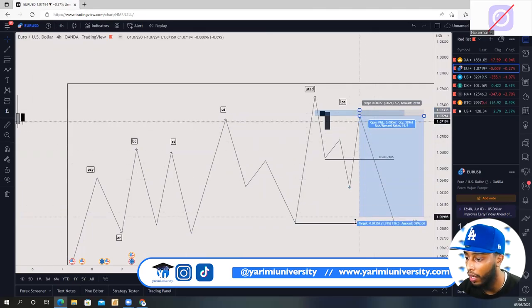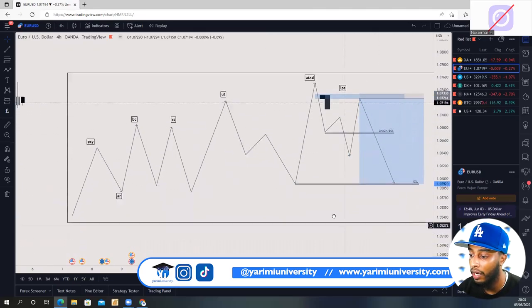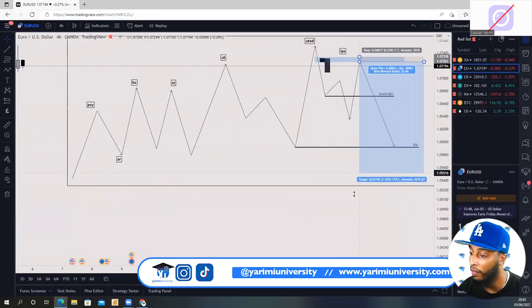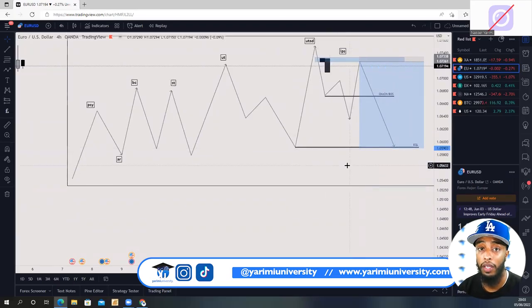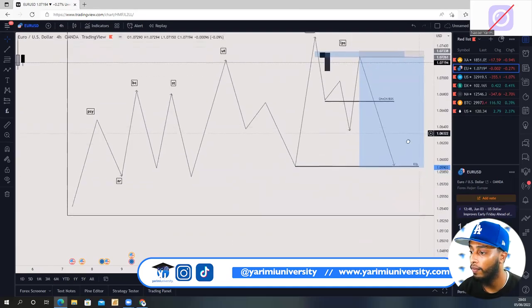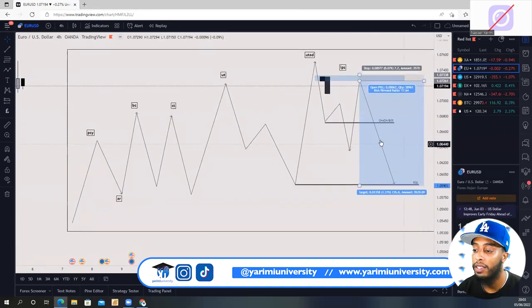And our first target is here, and then we can let the trade run even longer if we find more targets below, okay? And we're gonna make a video about how to find your take profit targets, don't worry. So this is what we wait for.